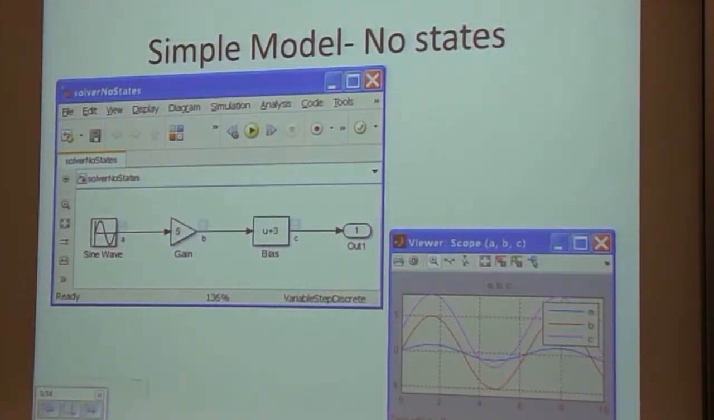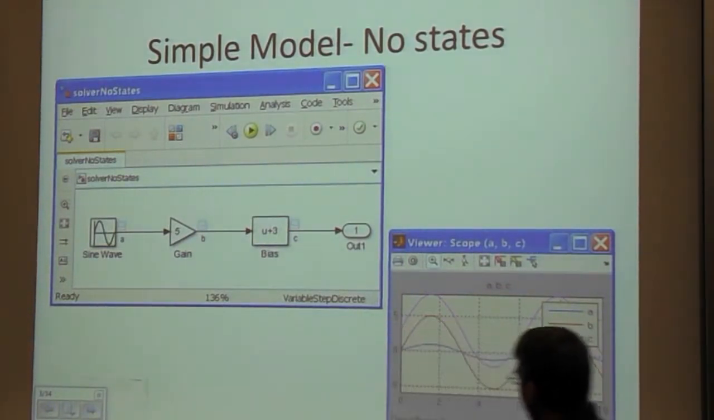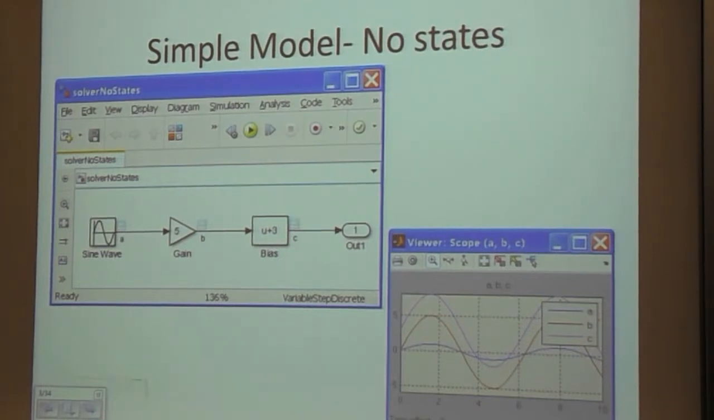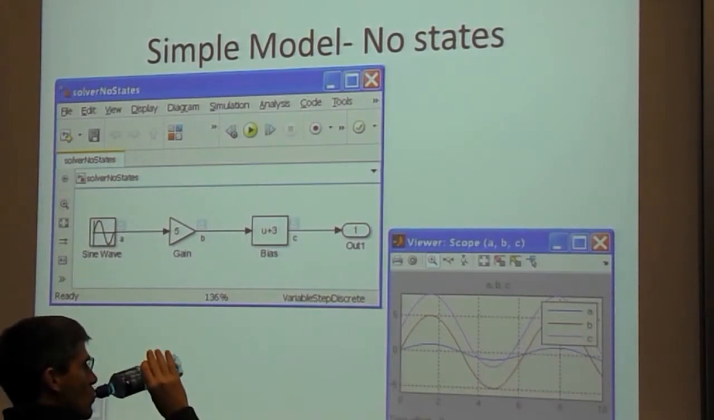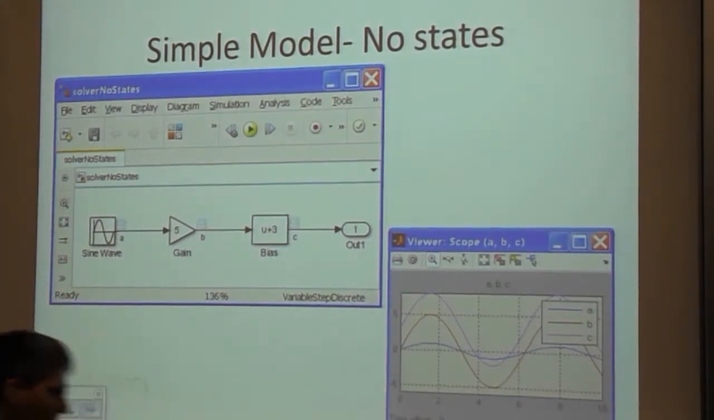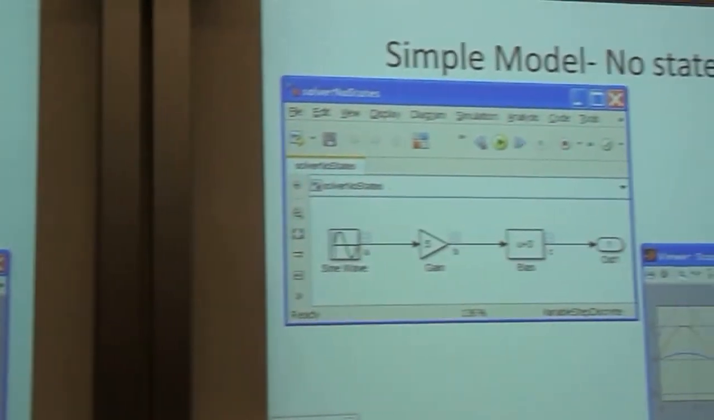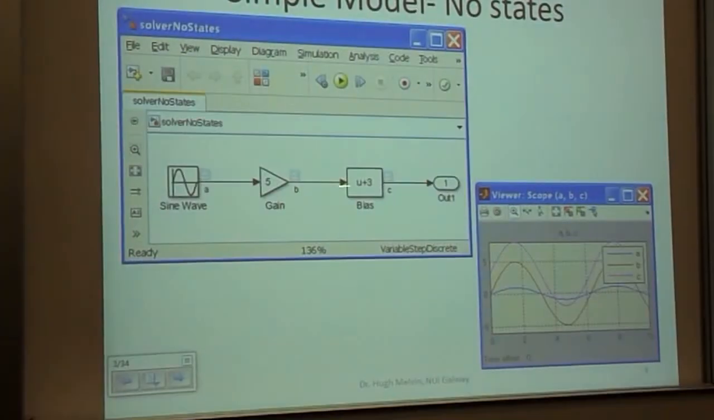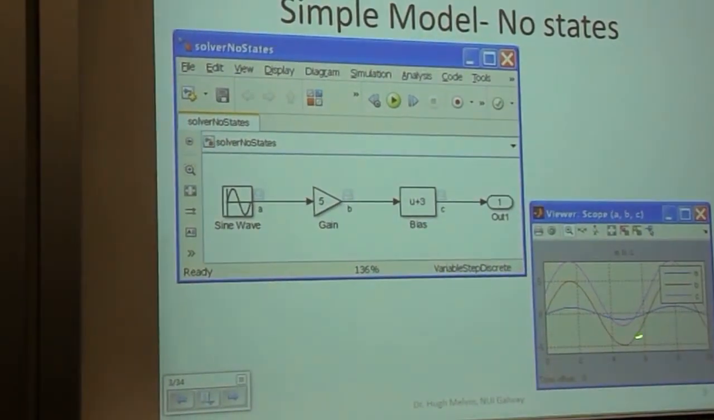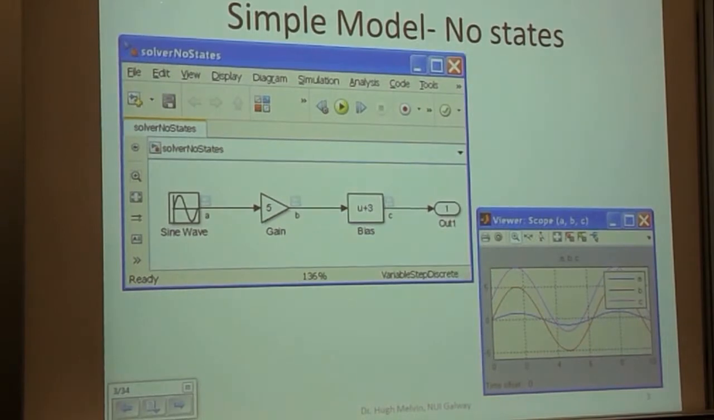All right. Well, a very simple model. So we have a sine wave, put it through a gain block of 5. So there's our input in A. A gain block of 5, so in rate. And then finally we have a bias of 3. Right? So this model runs for, as I said, 10 time units.